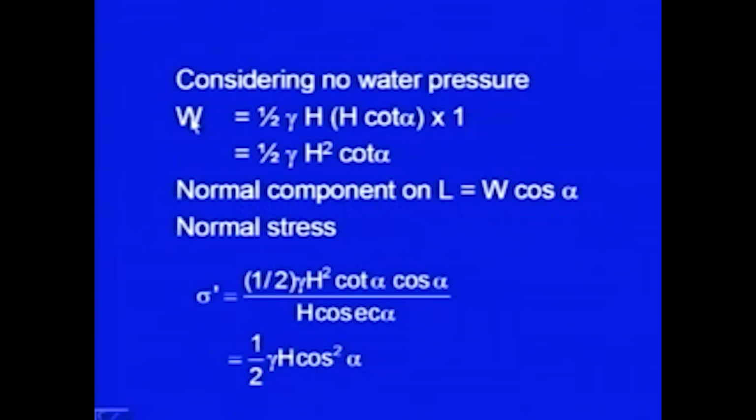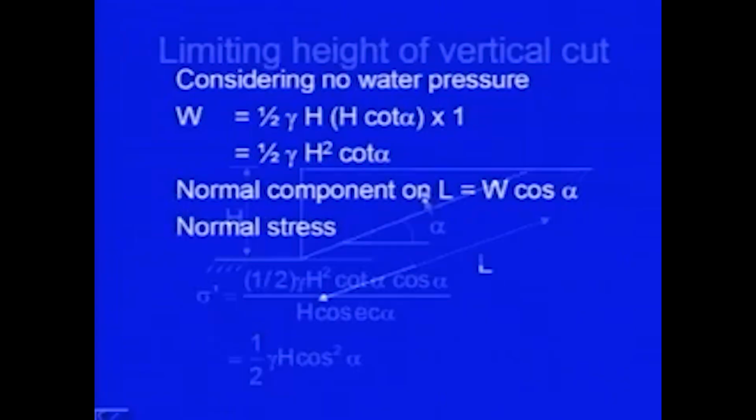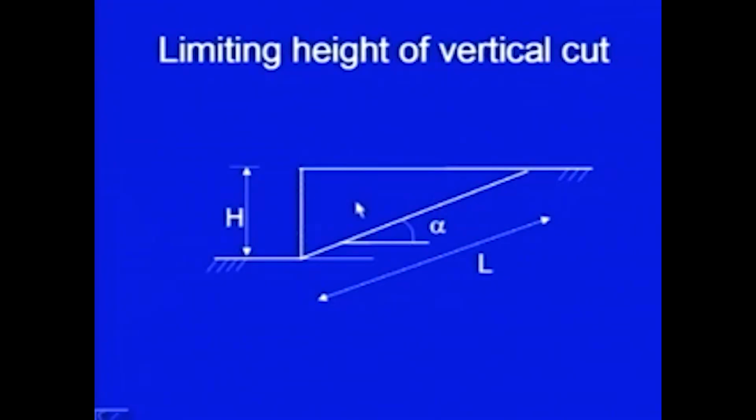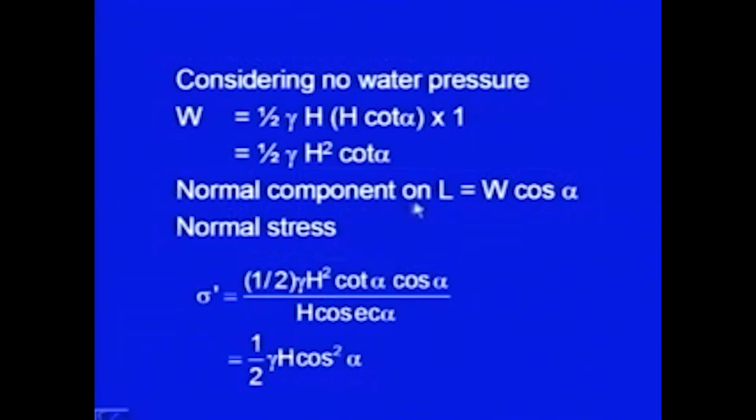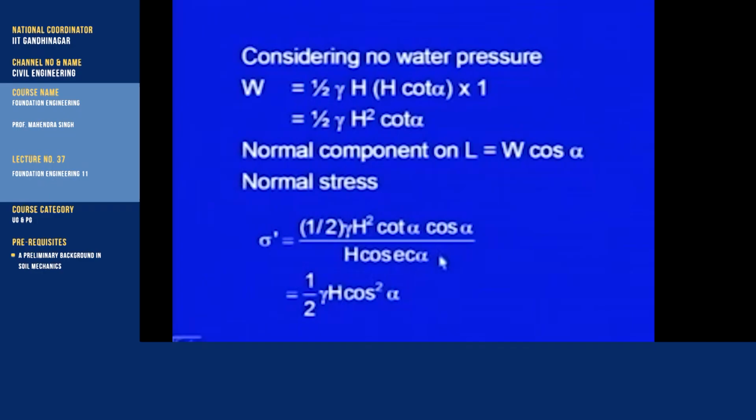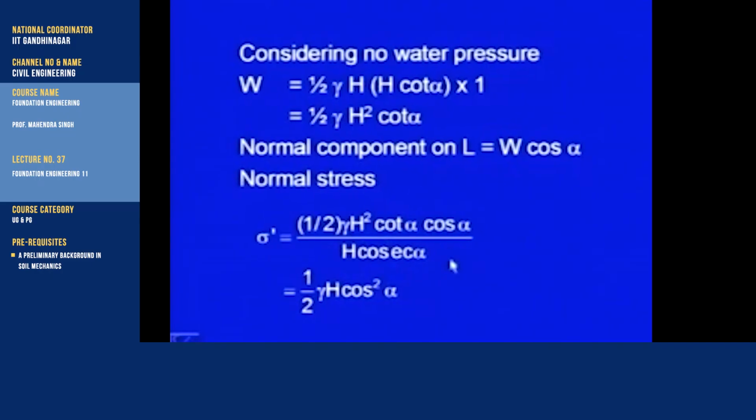Again we will resolve this force W. It is acting in vertical direction. We will resolve it normal to the plane as well as parallel to the plane. So, here the normal component on L will be equal to W into cos of alpha, and the normal stress now will be equal to, you can find it out, half gamma h square cot alpha, this is W, into cos alpha, divided by the area over which the sliding is taking place.